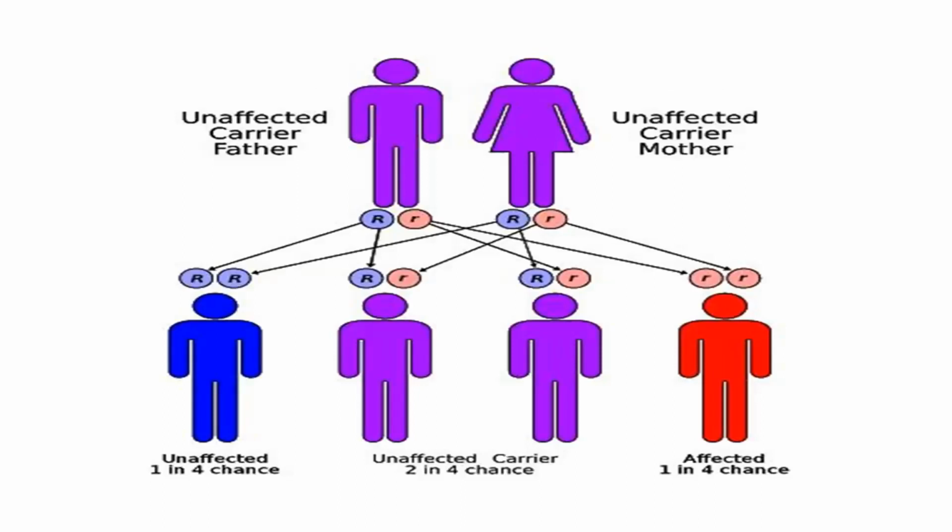Again, a diagrammatic representation: both are unaffected carriers, and they both carry abnormal genes. Now, they pass a set of genes to their offspring. Unaffected, 1 in 4 chances; unaffected; unaffected; and affected, 1 in 4 chances. There is a 25% chance of getting the disease.